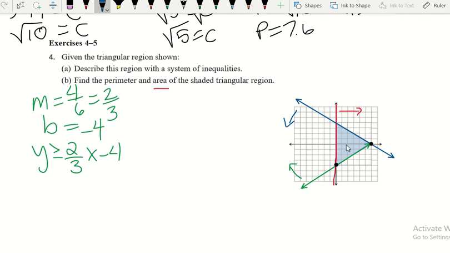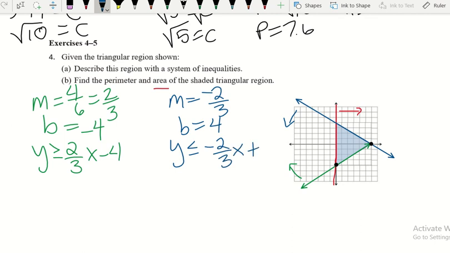Okay, the blue line, we can do the same thing and count the slope. This one's down 4 and right 6. So the slope of the blue line is going to be -2/3. And the y-intercept is at +4. And we're shading down, so this is y is less than or equal to -2/3 x plus 4. And then the other line is the red line, which is a vertical line. So that's going to have an x equals, and it crosses through 0. And because we're shading to the right, instead of it actually being equal, we're going to be greater than. That would be our 3 inequalities.